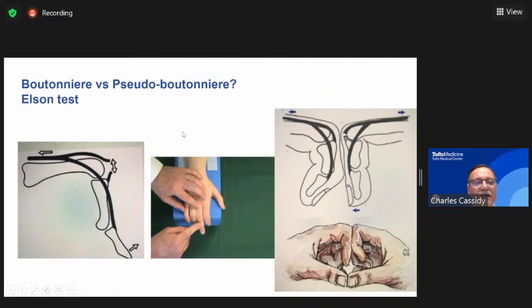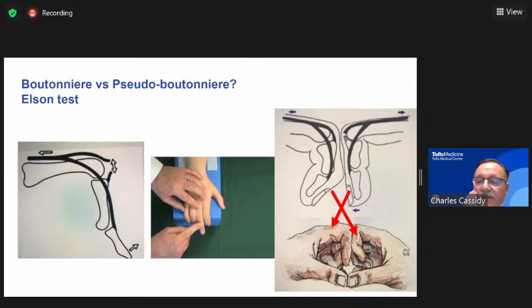And so for that, we have the Elson test. And if you look at the illustration on the left, with a central slip injury, the extensor force transmitted through, for example, the EDC ends up bypassing the PIP joint and ends up exerting an extensor force onto the DIP joint. It was described as a tabletop test, which I find is a little bit confusing, but it's illustrated in the middle. On the right is an illustration from actually one of the hand talks, which is incorrect.